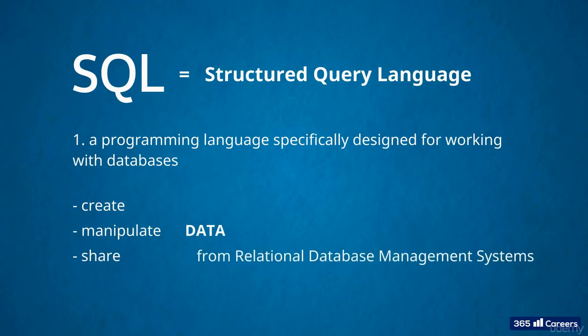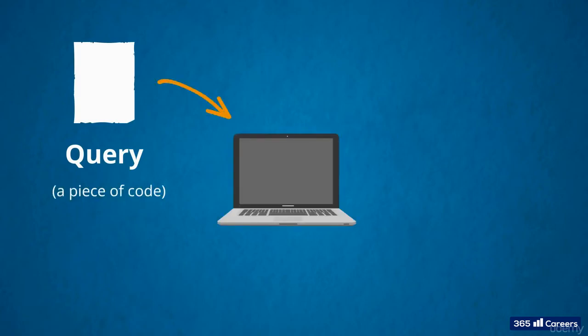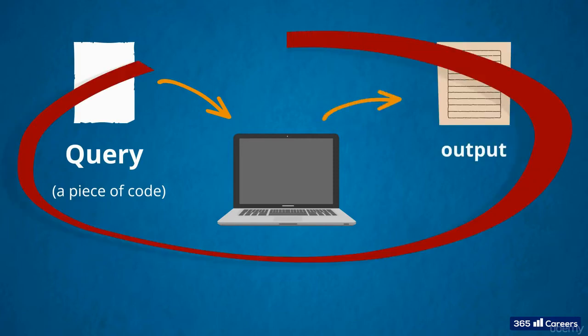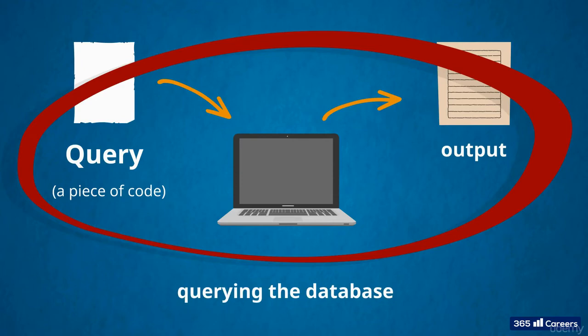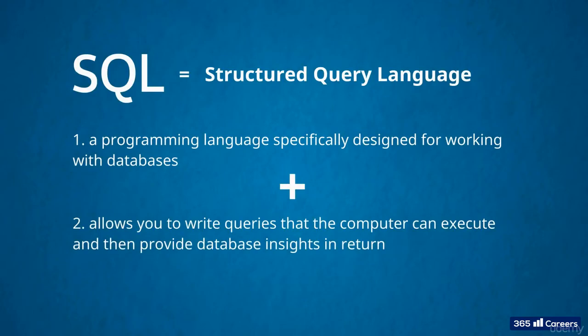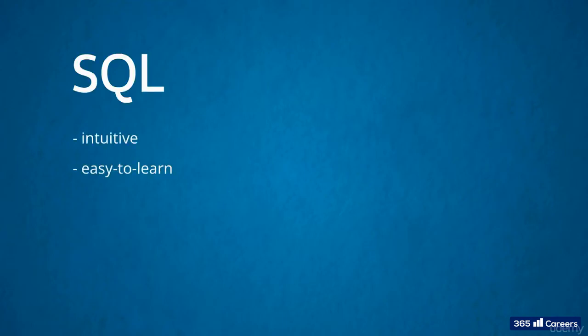The way to tell the computer to extract information from the database for you is by writing queries in SQL. A query, pronounced query or query, is a piece of code inducing the computer to execute a certain operation that will deliver the desired output. The latter process is called querying the database. Briefly, SQL is the language that allows you to write queries that the computer can execute and then provide database insights in return. The good thing about SQL is it is an intuitive and easy-to-learn language.